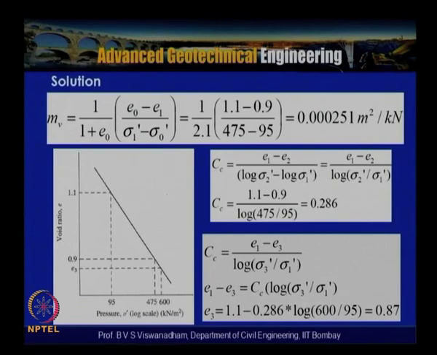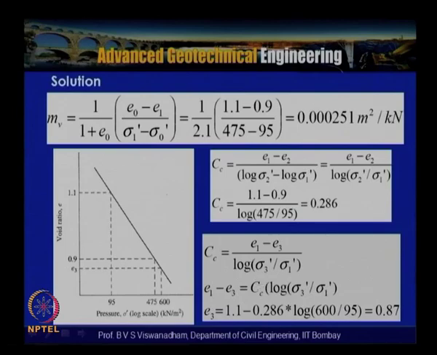So it is nothing but Cc is equal to e1 minus e3 divided by log of sigma 3 dash by sigma 1 dash. Now the sigma 3 dash, that is the new pressure, is 600 kilopascals. So 0.286 is equal to 1.1 minus e3 divided by log of 600 by 95, and Cc is known to us, which is 0.286. So with this, when the pressure increases to 600 kilopascals at the end of the process of consolidation, the e3 value is 0.87. It decreased further from 0.9 to 0.87.